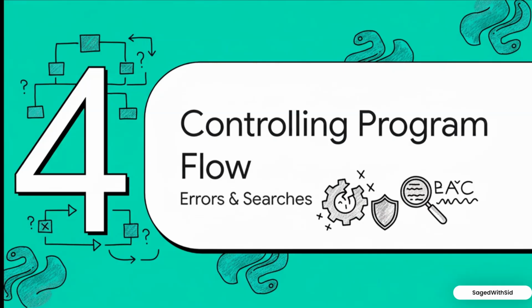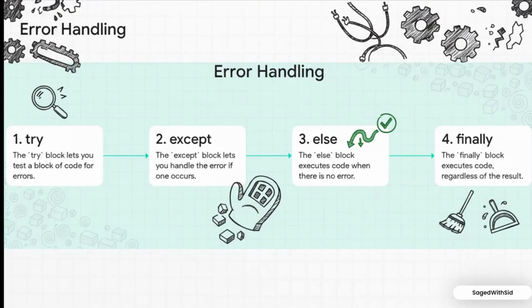All right, for our final section, let's talk about making our code really robust and intelligent. We're going to cover how to control the program's flow by gracefully handling errors and by performing really powerful text searches. You know, in the real world, things go wrong. A file might be missing, a network connection could drop, and instead of letting our whole program crash, we can use a try-except block. It's basically a safety net.